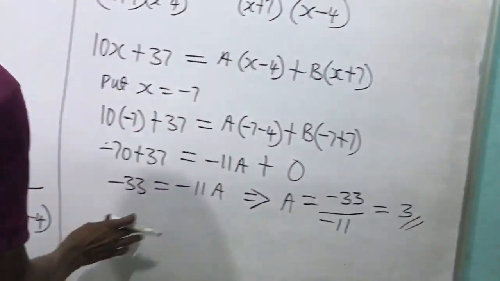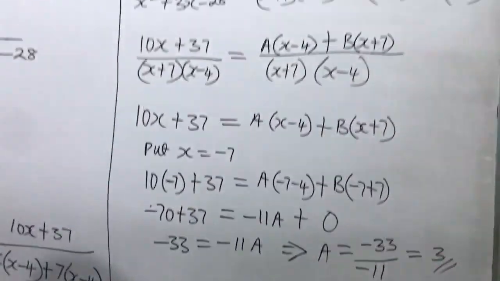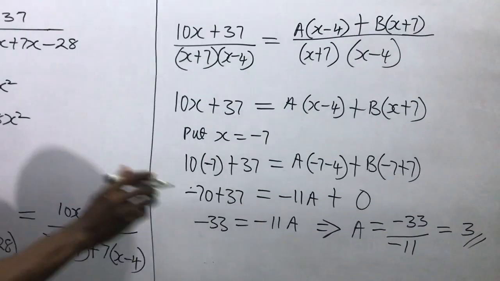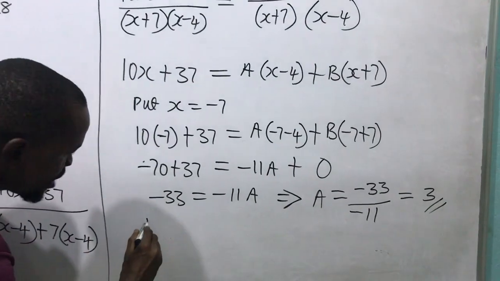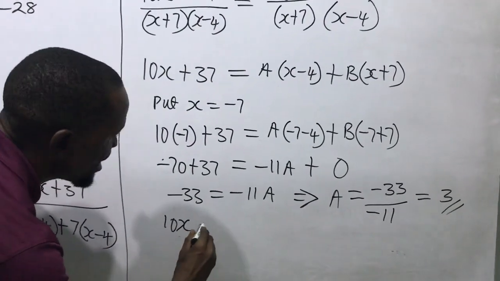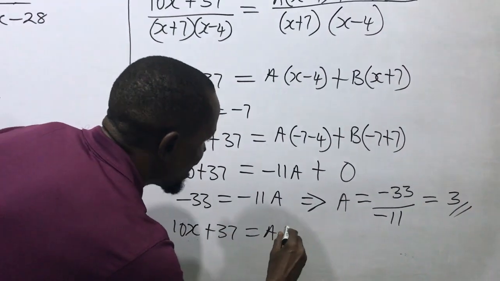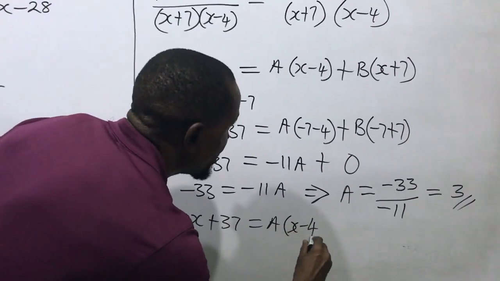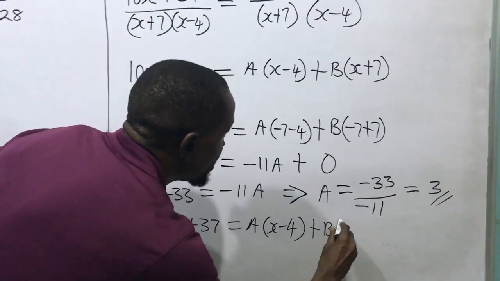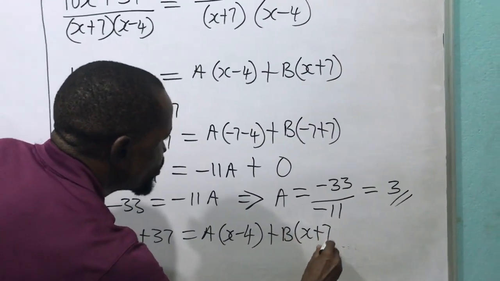Then I go back again. Then I want to get B. You remember our equation? Look at my equation. I want to get B. I've gotten my A. I want to get B because I'm looking for A and B. I have gotten A. Let me get B.